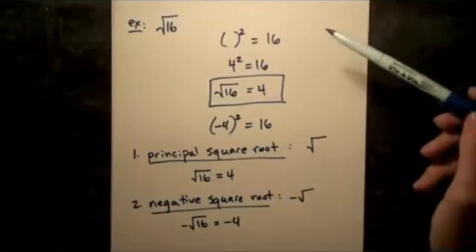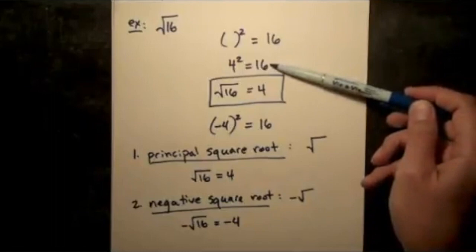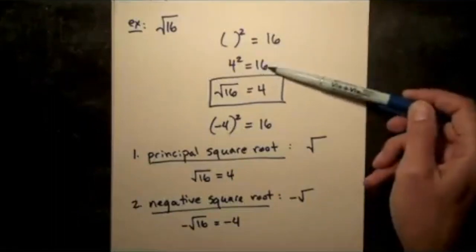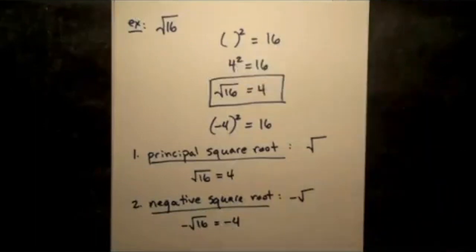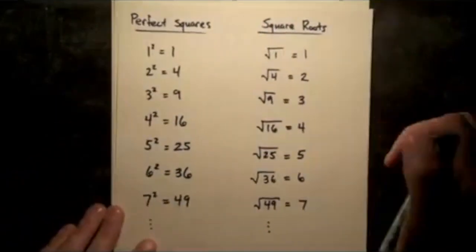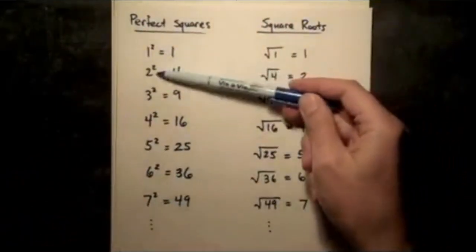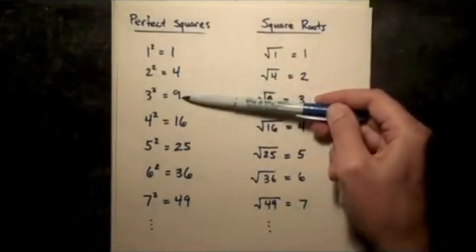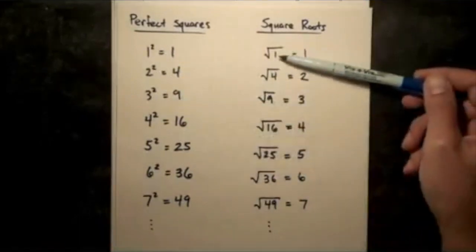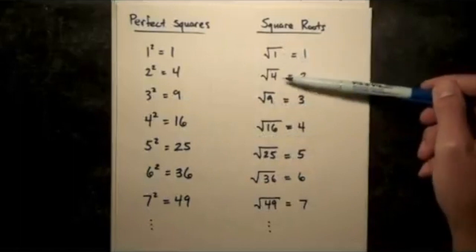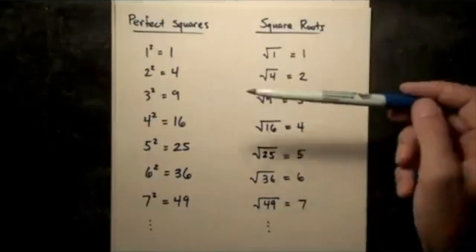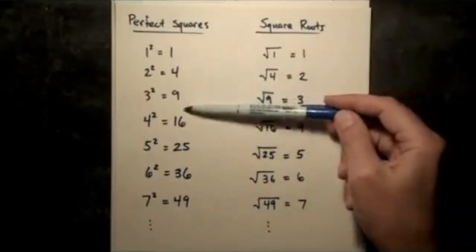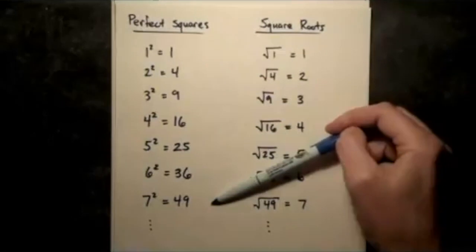Now before we go on, I'd like to point out that 16 is an example of something we call a perfect square. When you're talking about integer perfect squares, it means it can be written as the square of another integer. So here are some other examples of perfect squares. 1 squared is 1, 2 squared is 4, 3 squared is 9, etc. And you can see there are corresponding square roots. These are the principal or positive square roots. And we'll need to be familiar with these later when we look at how to simplify square roots.